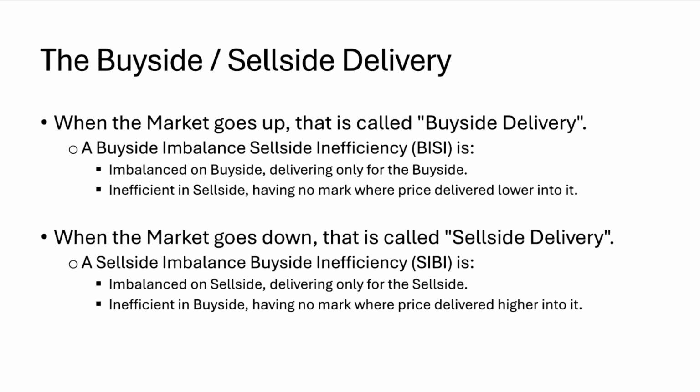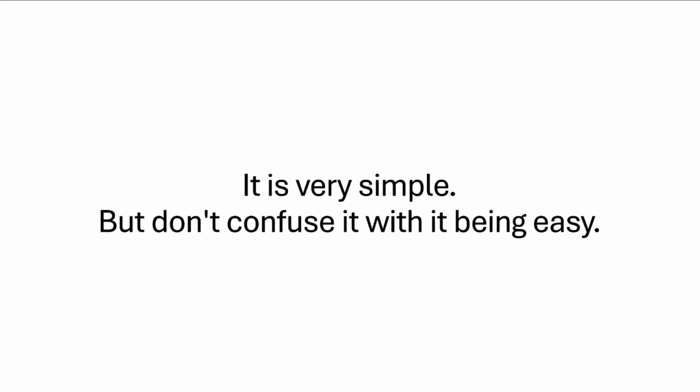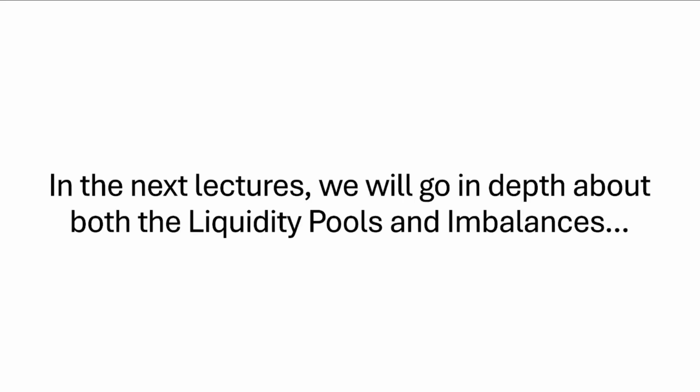Same thing goes when the market goes down. That is called a sell-side delivery. And a sell-side imbalance, buy-side inefficiency, which is a SIBI, is imbalanced on sell side, delivering only for the sell side, and it is inefficient in buy side, having no mark where the price delivered higher into it. This is all the market does algorithmically. It is very simple, but don't confuse it with it being easy, because it's not.